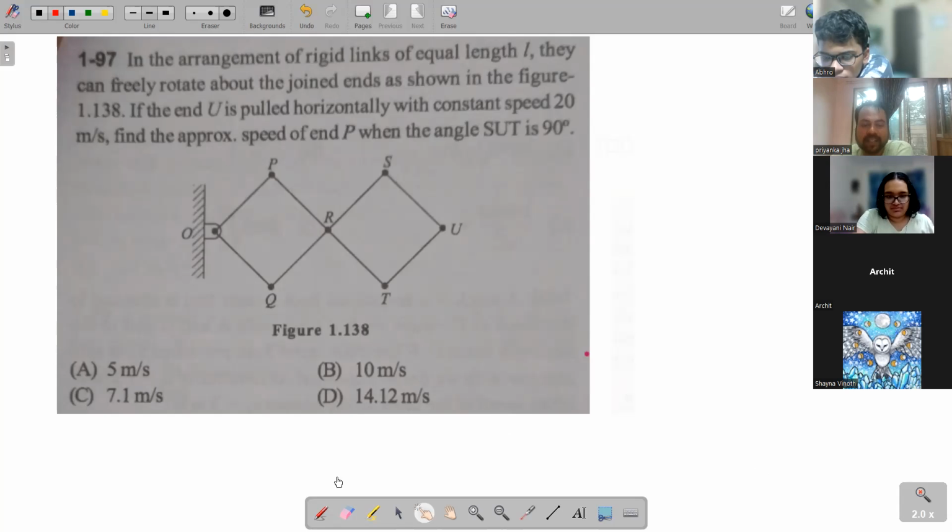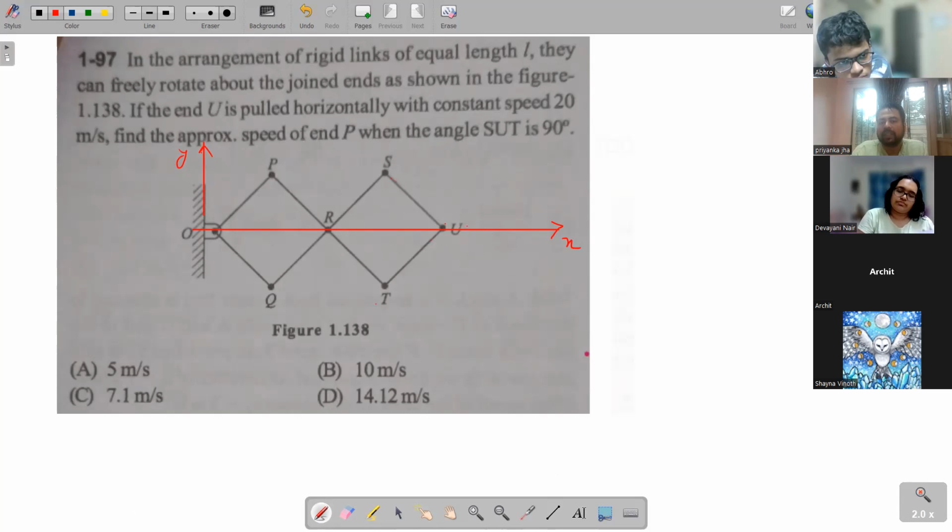So I remember doing a similar question with you, like a similar question you asked me some time back, but that is a little different from this question. So let me tell you. See, you have this kind of frame, and U is moving horizontally, right? So just draw the x-axis, and this is your y-axis, and U is moving along the x-axis only. It is asking what is the speed of P when this angle is 90. If this angle becomes 90, all angles become 90, and this will become a square, right?